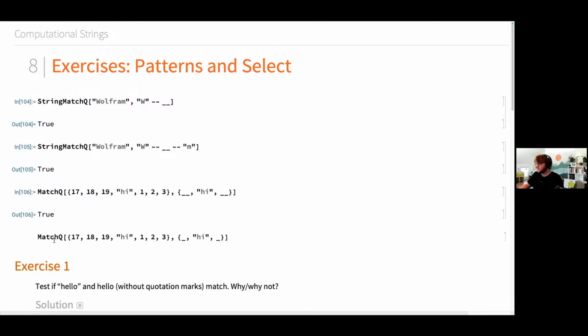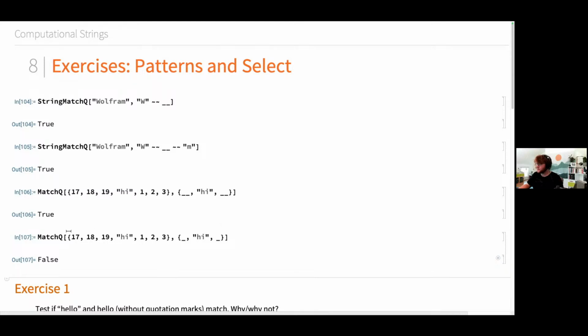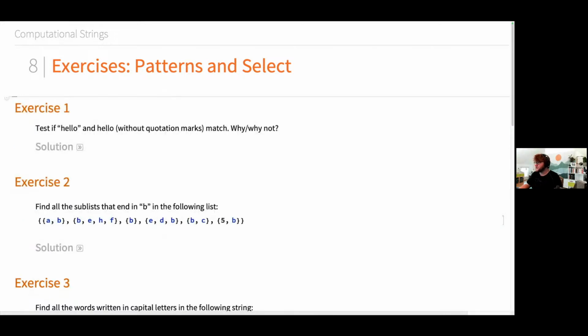And then the last one, so we were looking for false. MatchQ of numbers, "hi", numbers: is this a single thing that can be anything, followed by "hi", followed by a single thing that can be anything? And that is going to be false, because this is more than one thing. This is more than one thing. Yeah, so hopefully that makes sense, that this was going to be false. Great. So congratulations to those of you who got that one right.